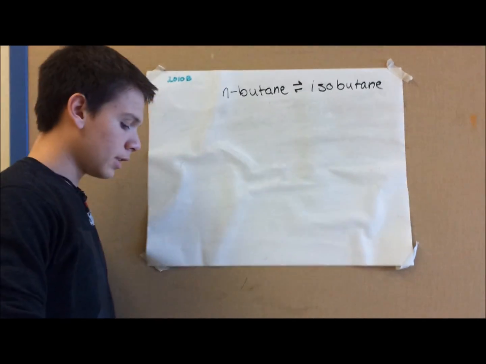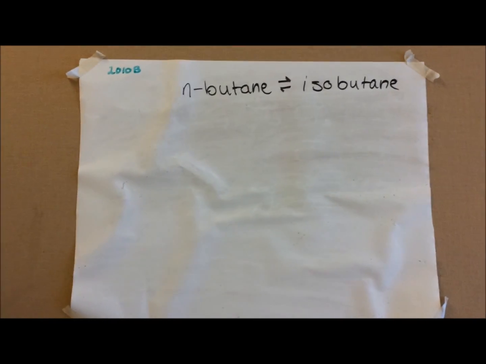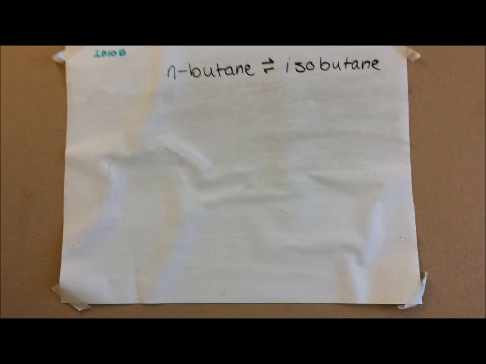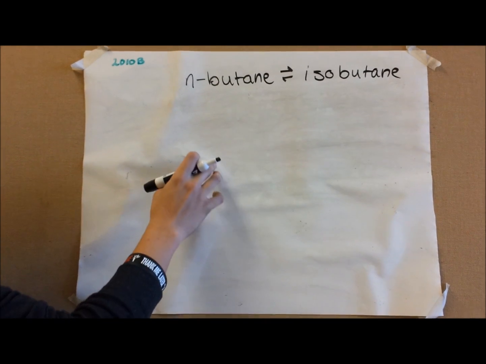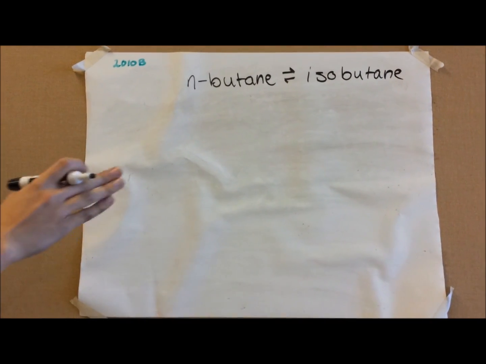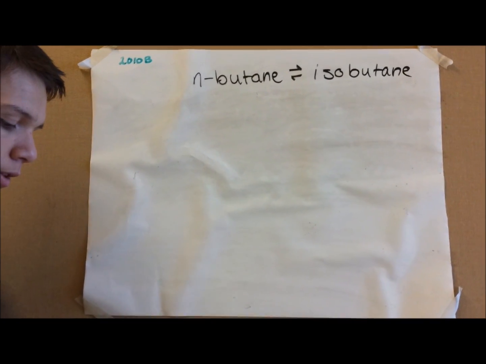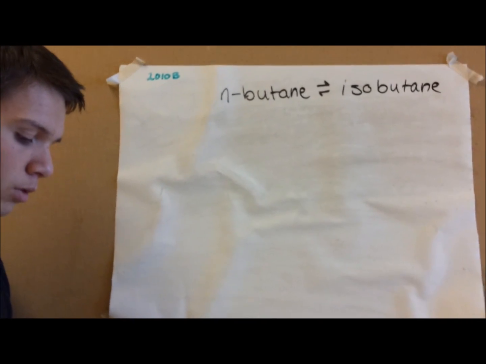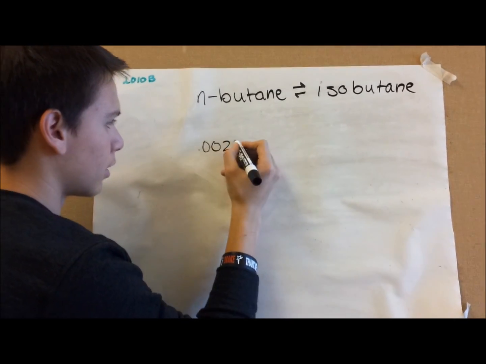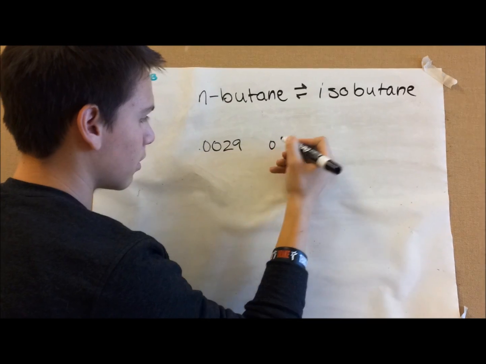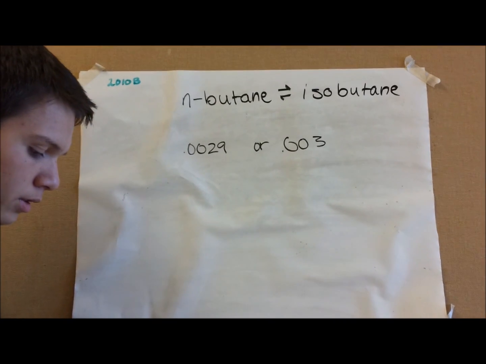So for part 3 of E, it says if the volume of the system is reduced to half of its original volume, what will the new concentration of N-butane be after equilibrium has been reestablished at 25 degrees Celsius? So the equilibrium doesn't change because it's a 1-to-1 ratio between N-butane and isobutane. But since the volume is being halved, the equilibrium concentration is being doubled. So our equilibrium concentration is 0.0029, or rounded 0.003. So that's doubled.